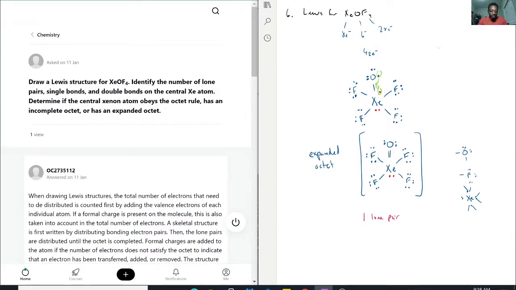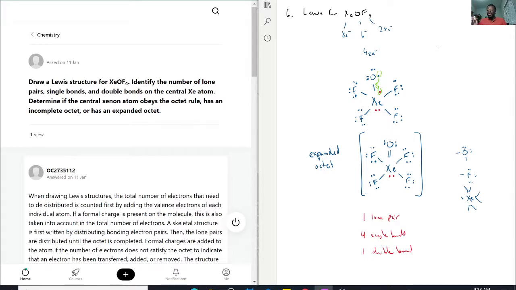Okay, we also have, for single bonds, 4 single bonds, and we have 1 double bond. That would be for xenon. Hopefully we cover everything for this question. But as you can see, this is an extremely expanded octet.